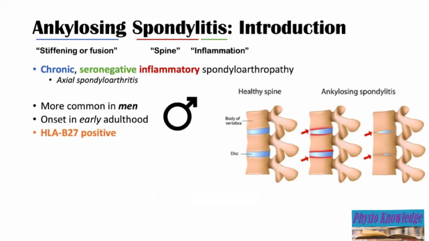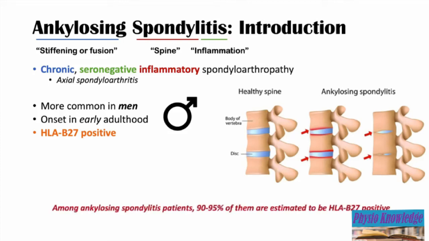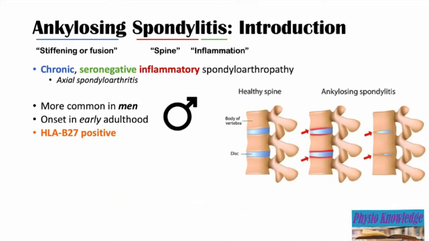What's key to know about ankylosing spondylitis is that the majority of cases are HLA-B27 positive. So if we look at a patient with ankylosing spondylitis and we check their HLA-B27 status, they're more likely to be positive. And this can be anywhere from 80s to 90% of cases have this positive blood finding. And this all ties in with family history as well, since this is a family trait.